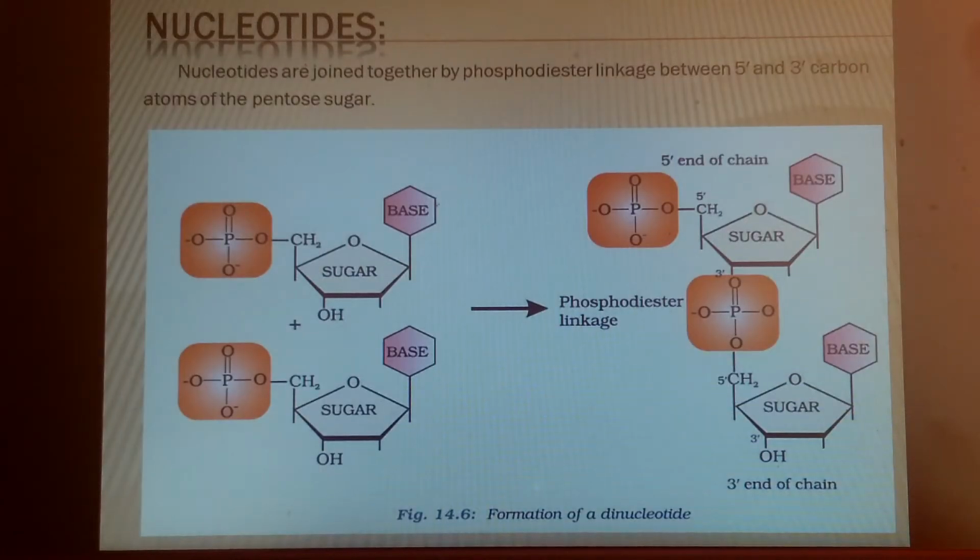Next we'll move on to the formation of a dinucleotide, or a diphosphate. So you can observe here, that is one nucleotide, and likewise one more nucleotide is present. These two nucleotides are going to bond with one another to form a dinucleotide. How it is forming a bond, you can observe. The oxygen of the phosphate group of one nucleotide is bonding with the third carbon of another nucleotide.